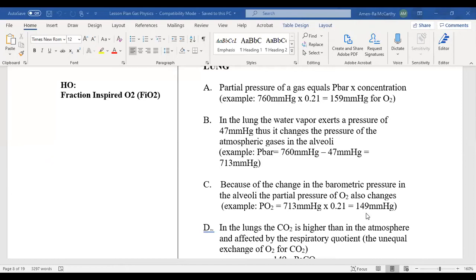Now, I can't stop there. I can't say that the PAO2 is 149 because I still have to get rid of that other gas, which is what? Carbon dioxide. You got to get rid of him.